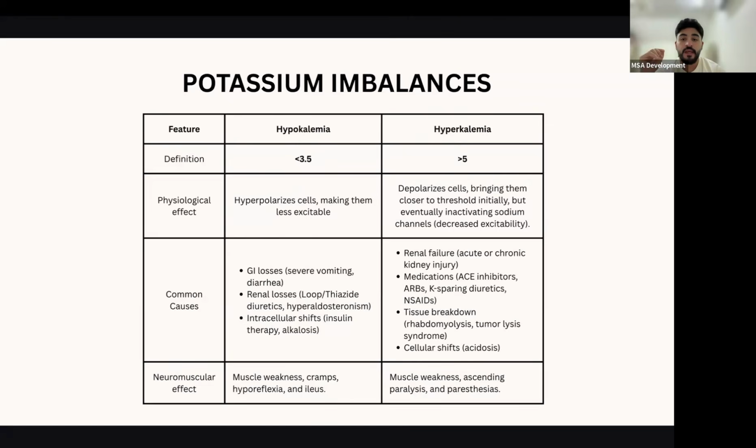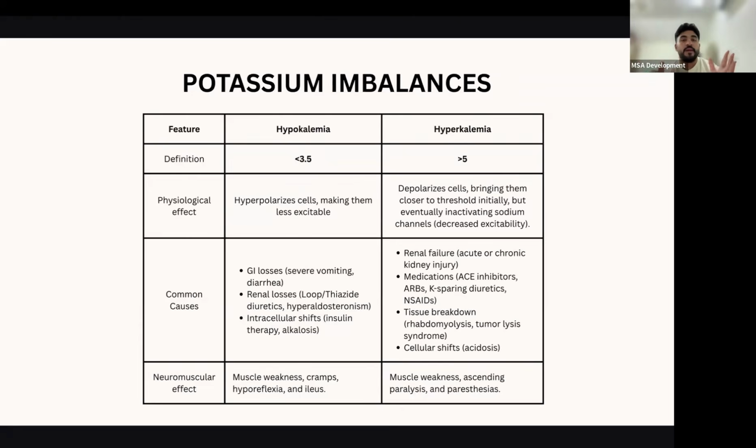Another very common hematological manifestation is tumor lysis syndrome in patients who have lymphomas, for example. When you aggressively treat it, you're going to have something called tumor lysis syndrome, and basically it's just you breaking down this tissue, and all of this potassium, magnesium, sodium are all going to be out. So it could cause hyperkalemia, okay? Or a cellular shift during acidosis. All right.